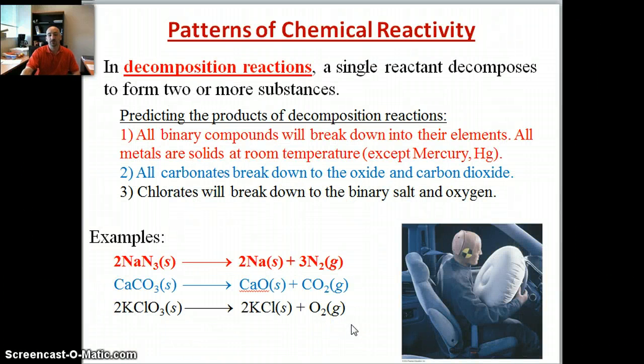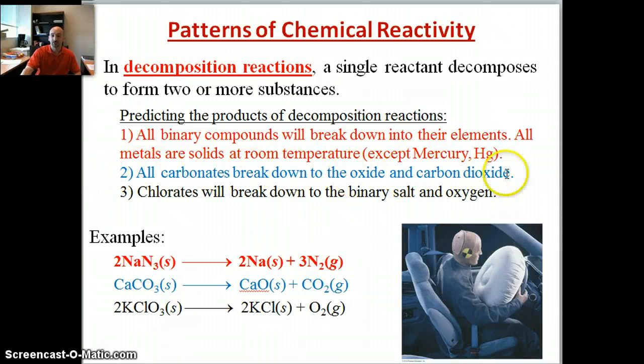A second type of chemical reaction commonly encountered is called the decomposition reaction. For these reactions, a single reactant will decompose to form 2 or more substances. Okay. And there's just a few really simple rules that if you just remember these, it'll help you predict the products of each of the reactions. So all binary compounds will break down into their elements. All metals are solids at room temperature. You should probably know that.